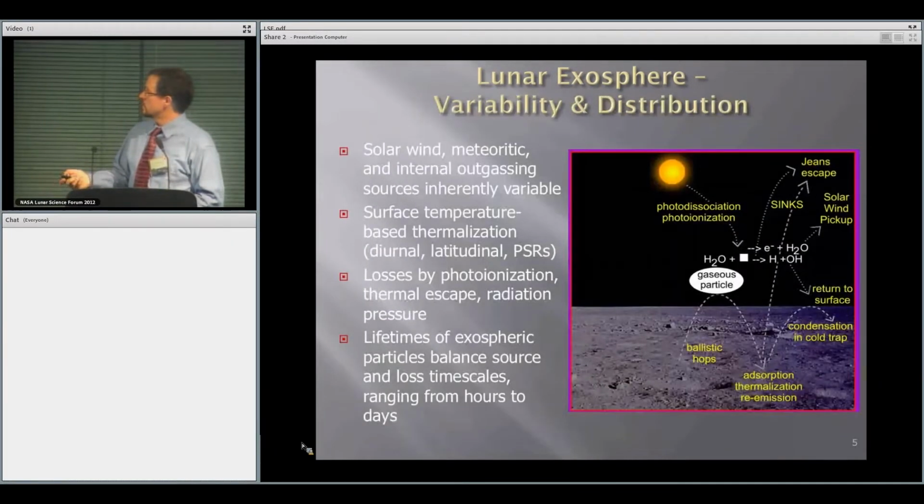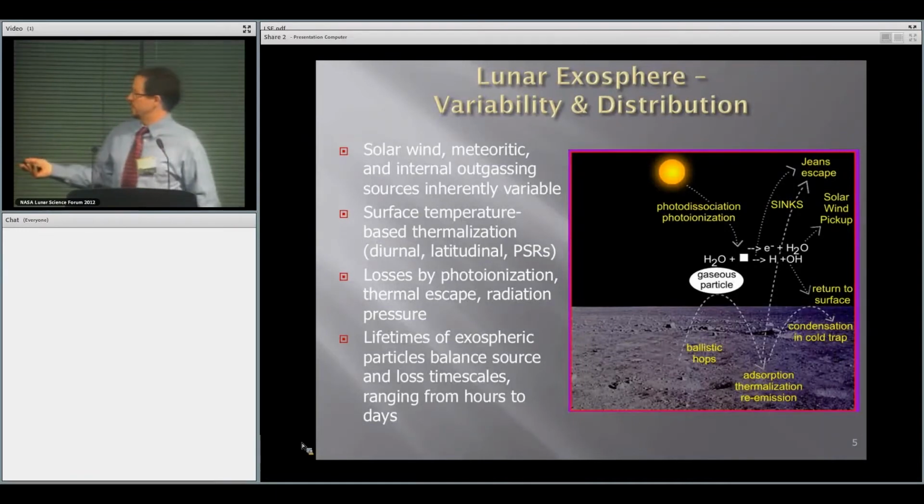For all these different sources, solar wind, meteoritic, and internal outgassing, they're all inherently variable, and they all apply to different species more so than others. So it's sort of a curse and a blessing in terms of being able to study these types of processes with these different variabilities to consider at the same time.